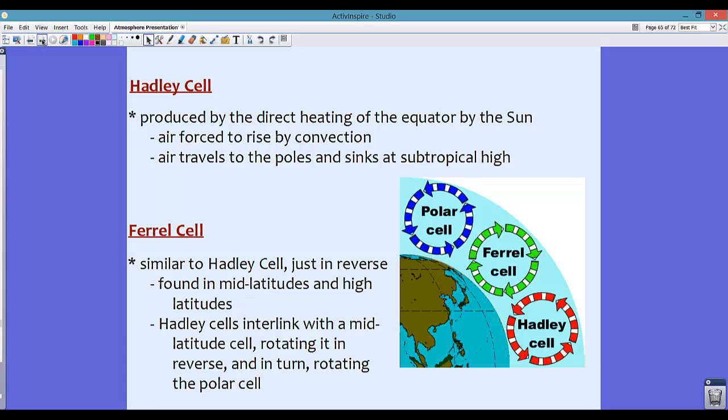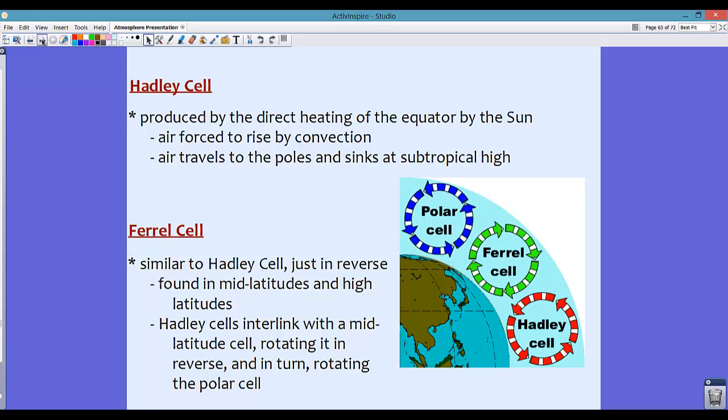So air is forced to rise by convection, and the air is going to travel to the poles, and it's going to sink at a subtropical high, the subtropical high zone that we have talked about in previous lessons. Now, the Hadley cell kind of represents what's going on in the polar cell. If you notice from this little animation, the air is rising and falling in the same general direction, going in a counterclockwise direction.